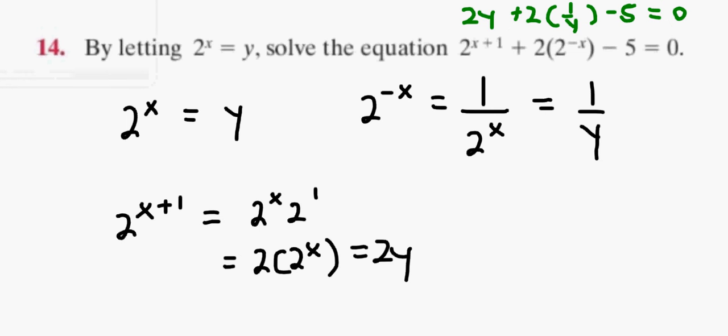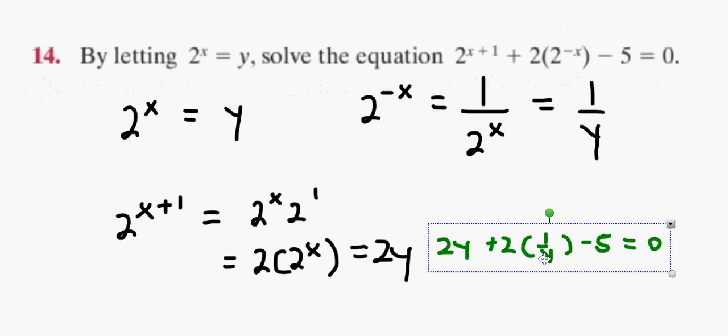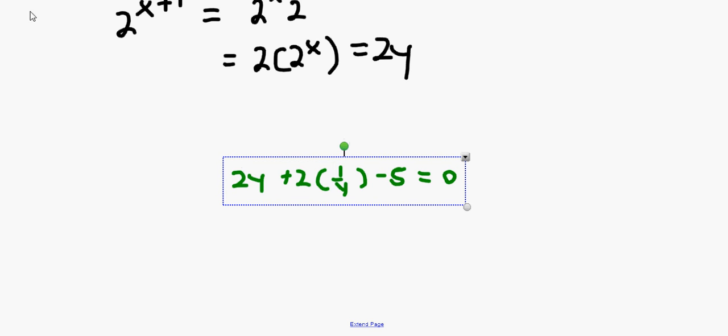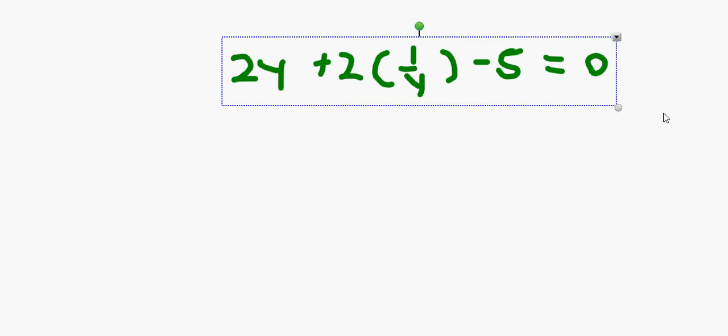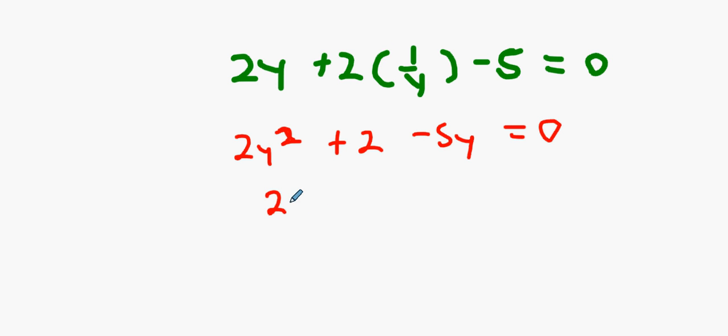So, you should be at the stage where you're at this equation. Okay? Matthew, what's a good idea to do here? Huh? Multiply across by y. And you get 2y squared plus 2 minus 5y equals 0. And then rearrange that into... Yeah. So you're going to arrange that.